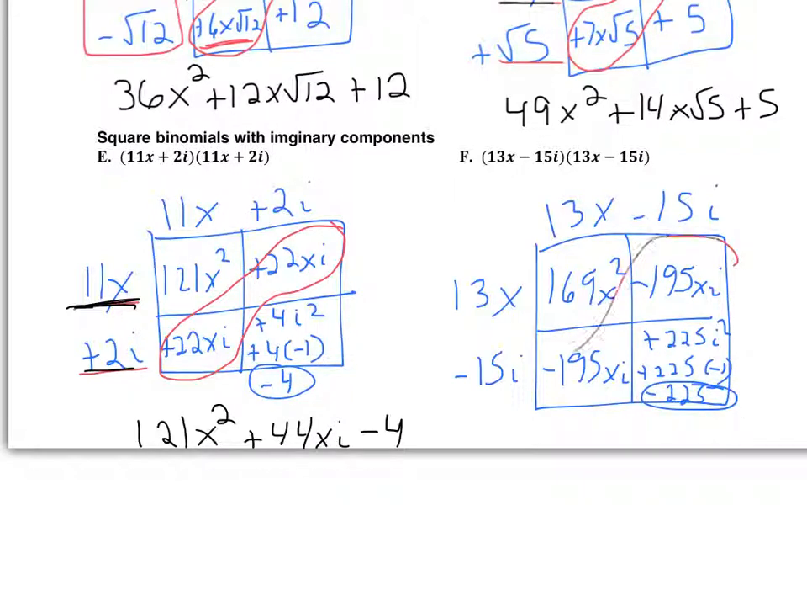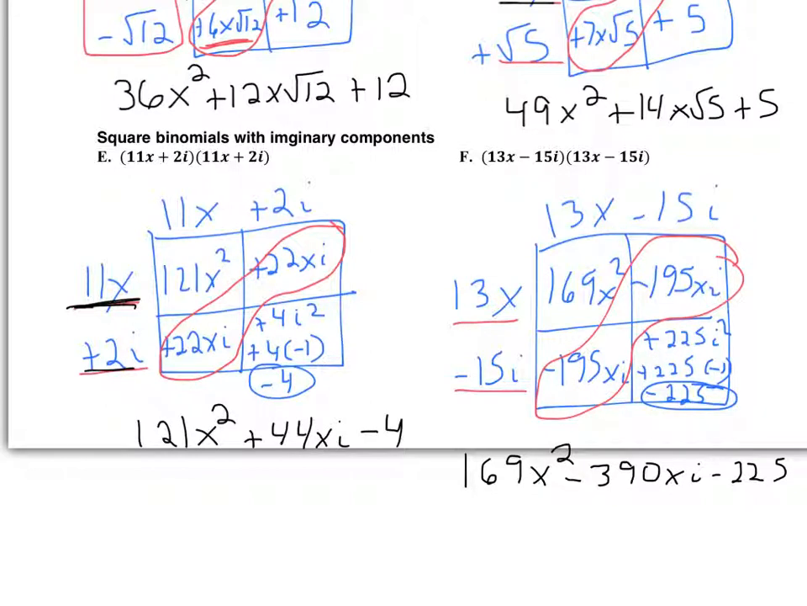And we still notice that the middles are the same because they come from 13 times negative 15. So we have 169x squared, negative 195 doubled is negative 390xi, and then minus 225.